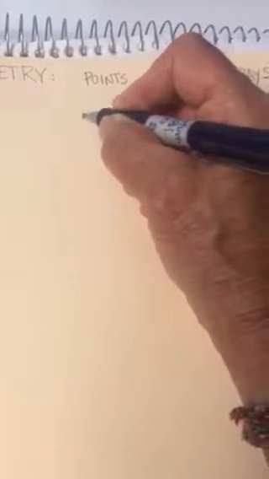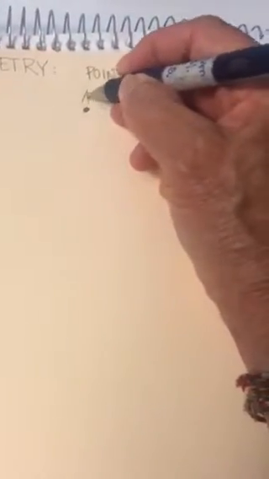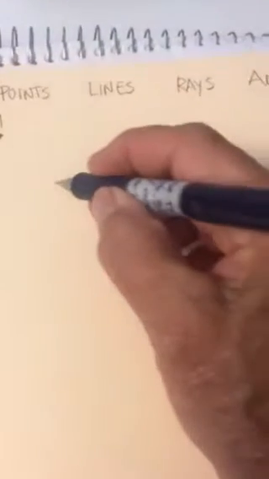So for a point, that's pretty easy, isn't it? We just know that a point. Now the thing that is important about a point is to know that we actually label a point with a capital letter. So now we have lines, but before we talk about lines, let's talk about a line segment.